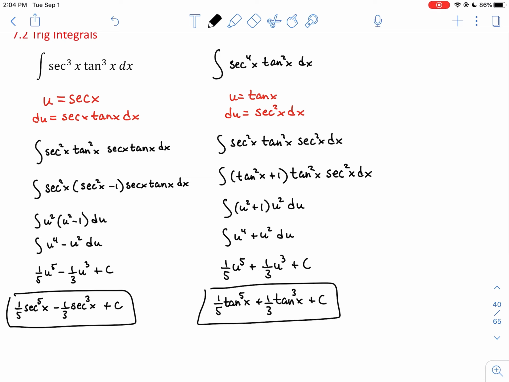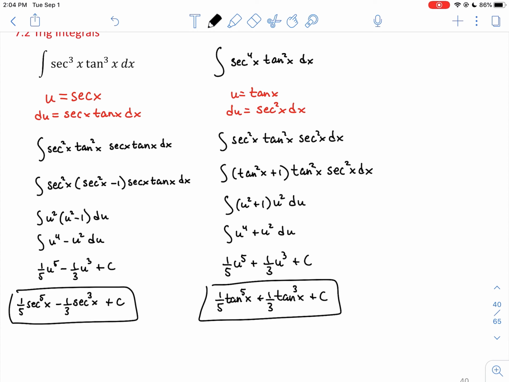This strategy works every time the power on secant is even. Because if it's even, you're going to need a secant squared to make the du. If you take a secant squared away from an even power, you're still going to have an even number here, which you'll be able to successfully convert to tangents using the Pythagorean identity, and then go with this substitution.